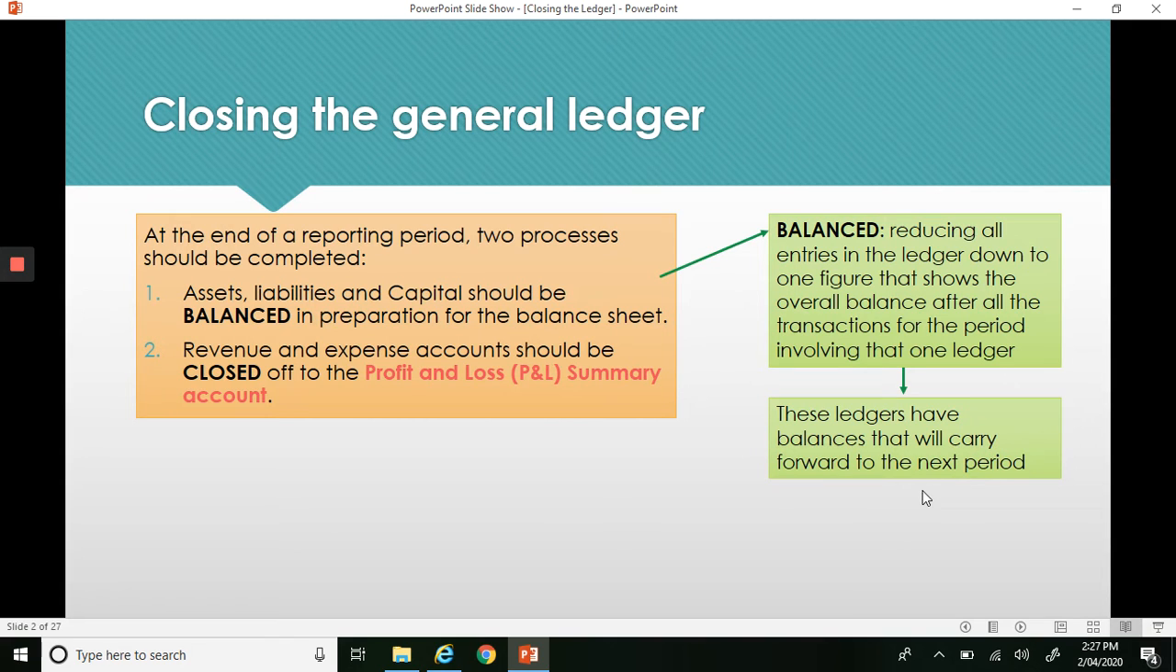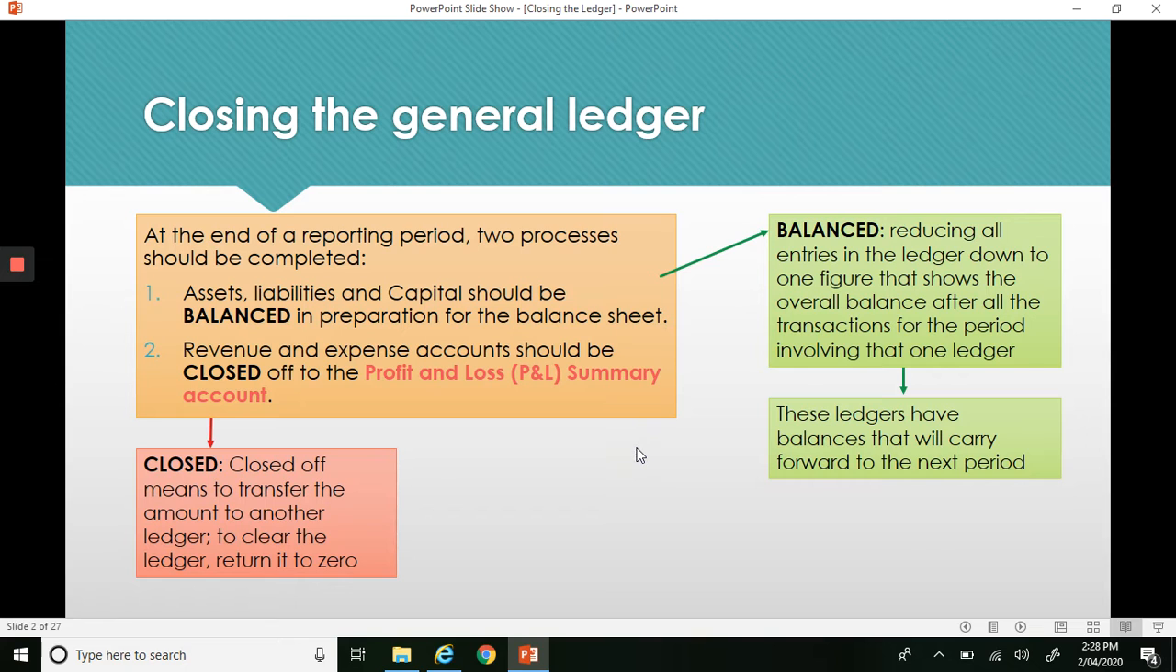These ledgers have balances that will carry forward to the next period. So, of course, that's your assets, your liabilities, and your capital. The second process, which is what we're looking at today, is closing the ledger. So revenue and expense accounts should be closed off to the profit and loss summary account, which is our new account. Closing means closed off, means to transfer the amount to another ledger, to clear the ledger and return it to zero.